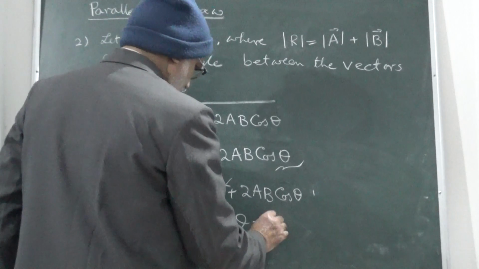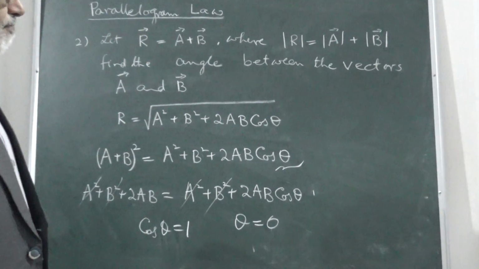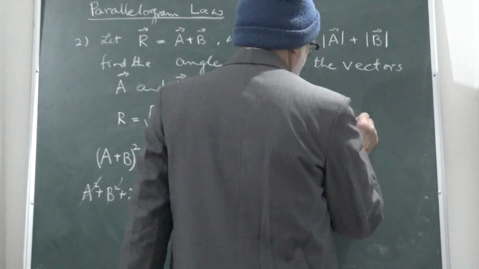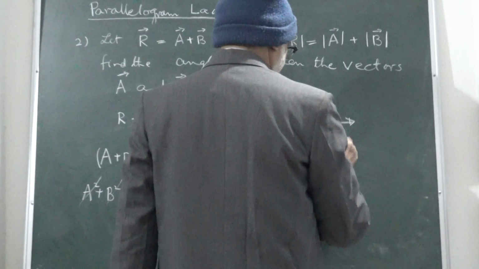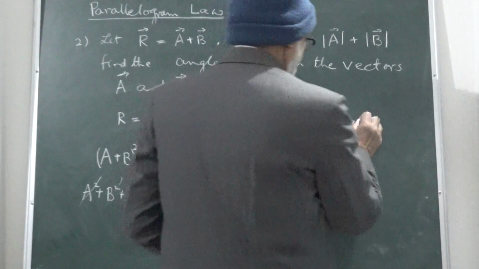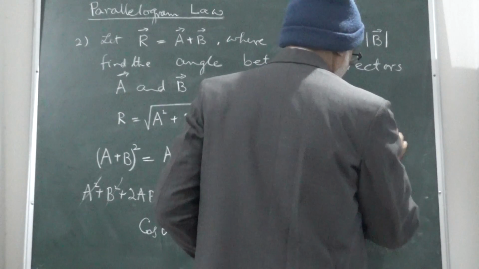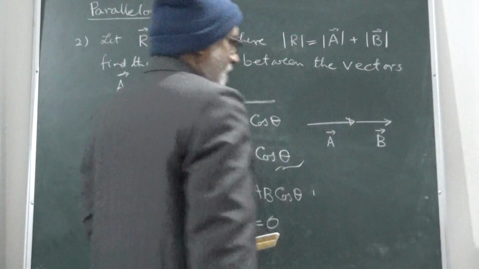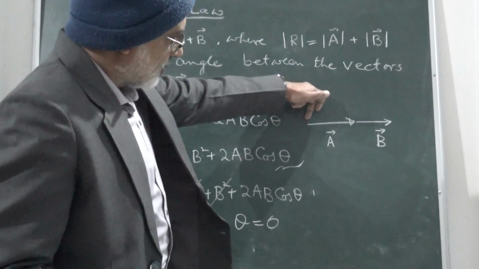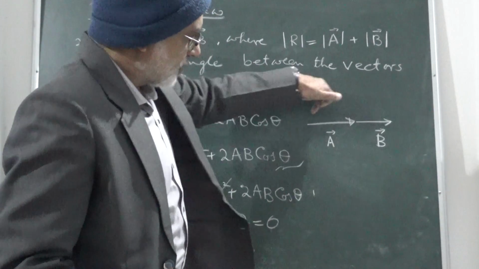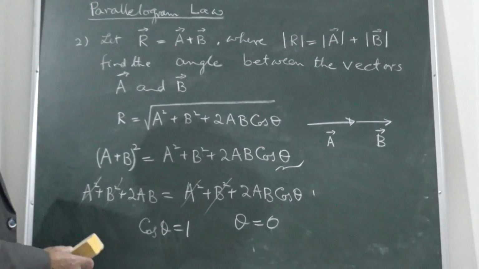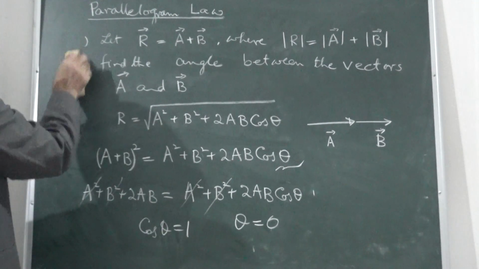It means, geometrically, if this is vector A, vector B makes an angle of theta with A, so this will be vector B. So the sum of A and B geometrically will be the straight line of length this much, A plus B.